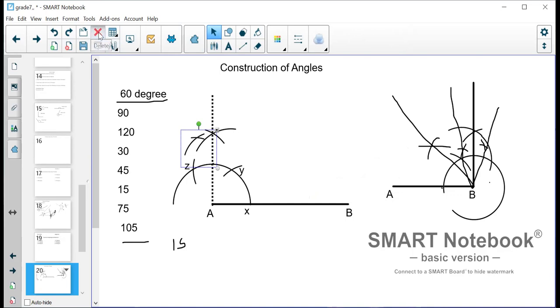All right, now let me move to finding 30 degrees and 15 degrees. Now, of course, when you're looking for 30, you don't have to get 90. You don't have to get 120 neither. So I'll just remove all of them that you don't need.